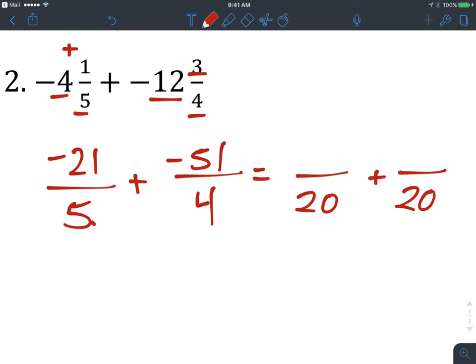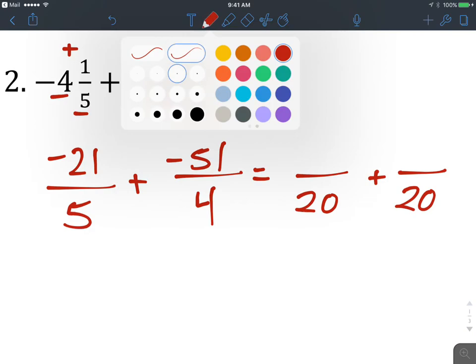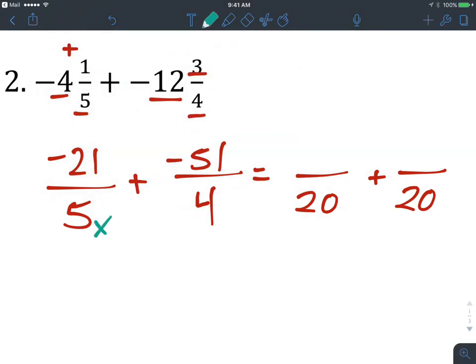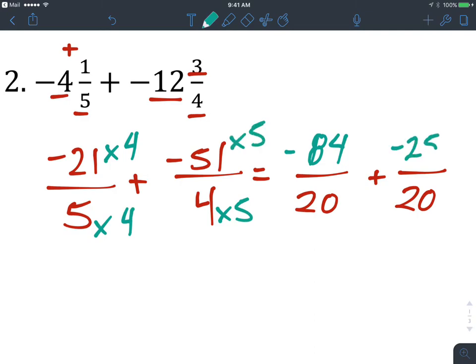And then 5, we're going to multiply that by 4 to get to 20. So I'm going to multiply negative 21 by 4, which is going to give me negative 84. 4 times 5 gets to 20, so I'm going to multiply the top number by 5 as well. That's going to give me negative 255. Pretty big numbers, but they're both going to be over 20.